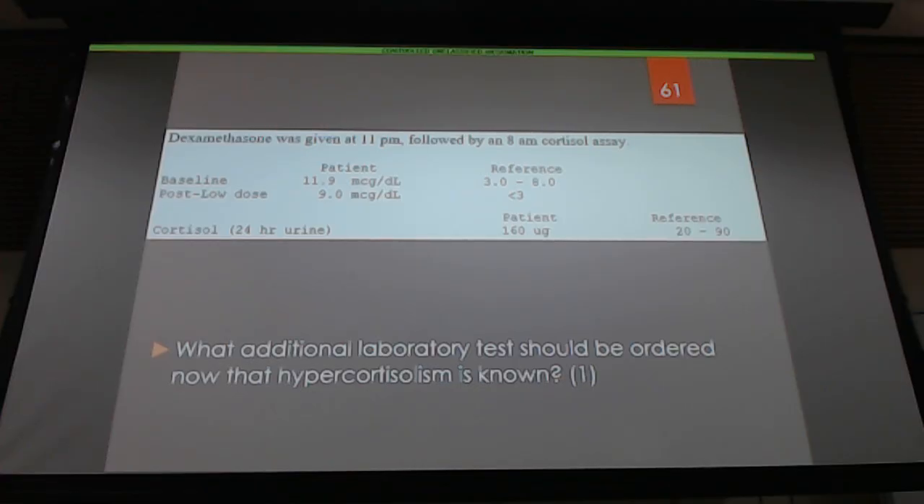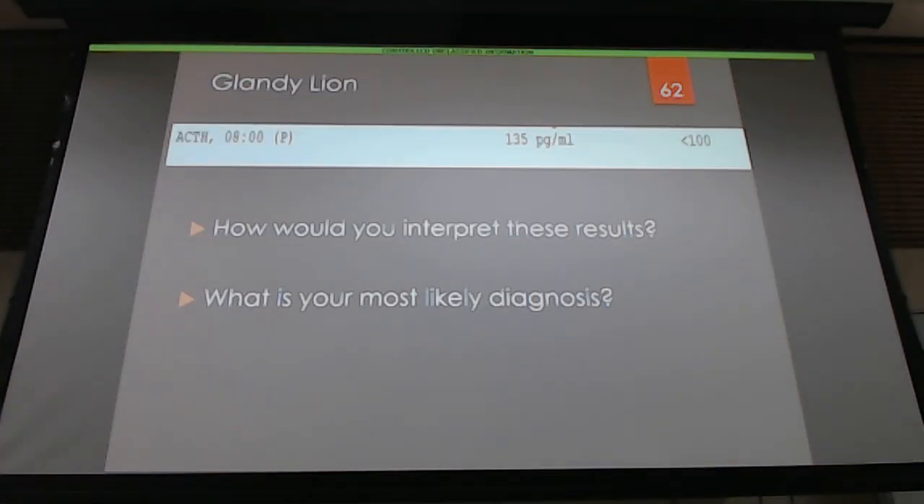TSH was normal, and this is only the abnormal: high dexamethasone suppression test and high urine cortisol. And yes, for sure, she has hypercortisolism. What lab will help me determine what to do next? Yes, serum ACTH, perfect. And how do you interpret this?